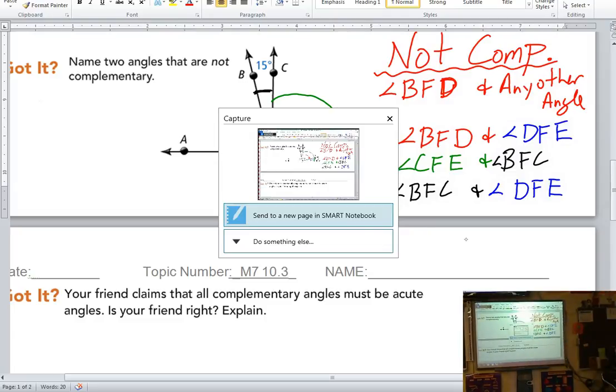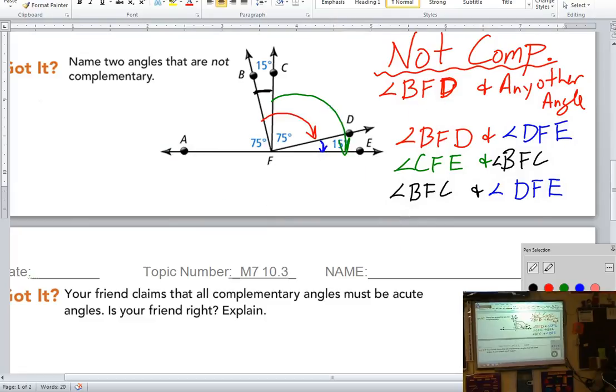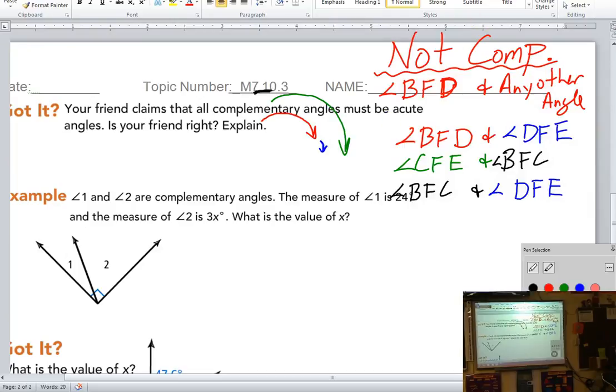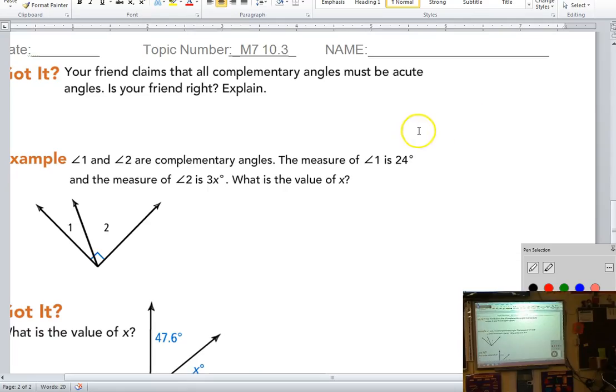So flip to the back, please. Your friend, sometimes having friends is dangerous. Your friend tells you that all angles that can be complementary, all complementary angles, must be acute angles. What do you think about that, Jeremiah? Your card's up. That's probably not true.